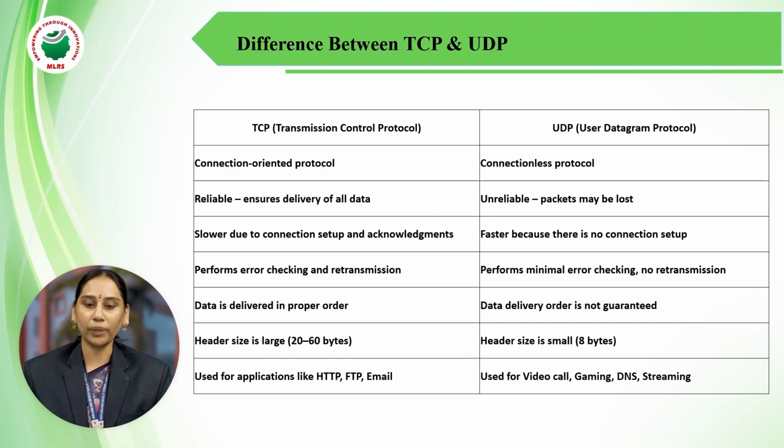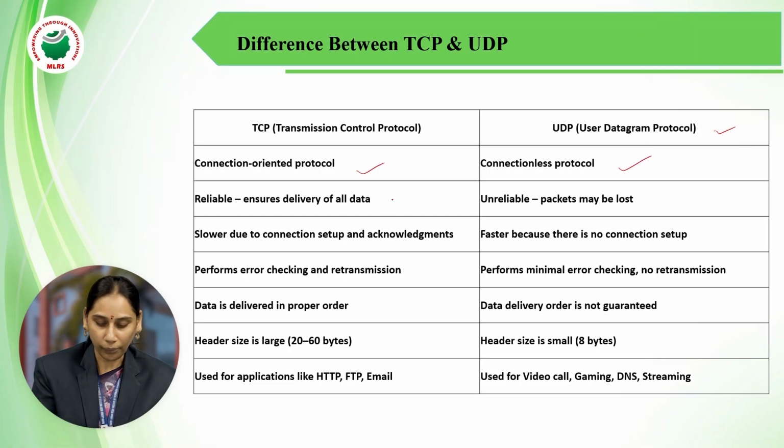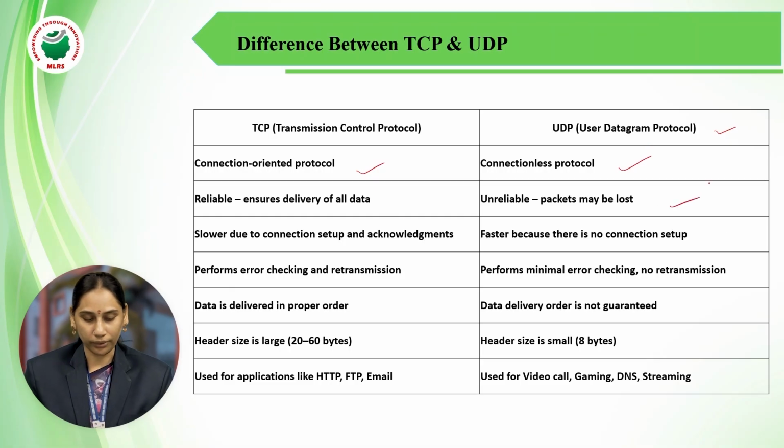Next, differences between TCP and UDP. TCP means Transmission Control Protocol. UDP means User Datagram Protocol. TCP is a connection-oriented protocol. UDP is a connectionless protocol. TCP is reliable. UDP is unreliable. TCP is slower due to connection setup and acknowledgements. UDP is faster because there is no connection setup.